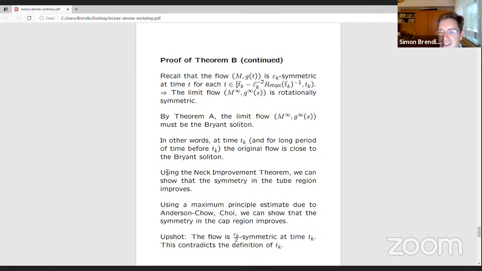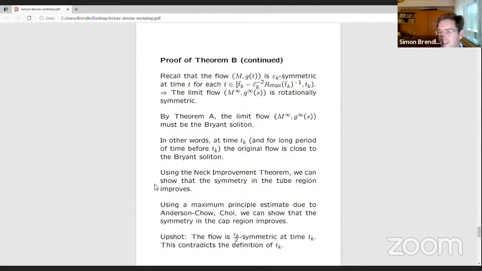And the way this works is using the neck improvement, you can show that the symmetry improves in the tube region. And then because you know that the cap looks like the Bryant soliton, you can use a different argument to show that the symmetry in the cap region improves. So basically, because you're close to the Bryant soliton, you can show that the symmetry improves both in the tube and in the cap region.